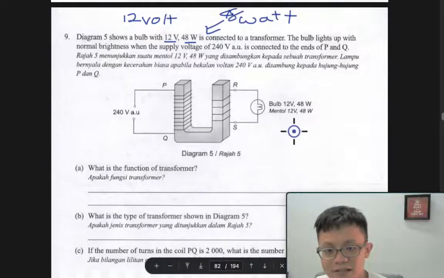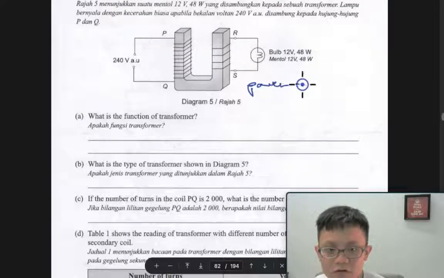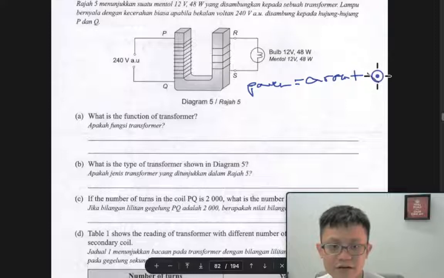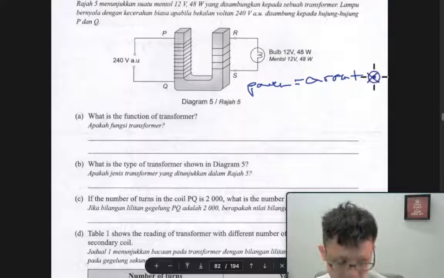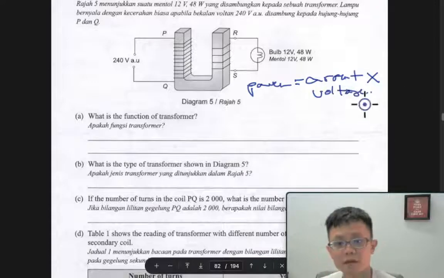So what is the power? Power equals this formula you need to remember. You want to write this down if you don't know this. Power equals current times voltage. Okay, power equals current times voltage.